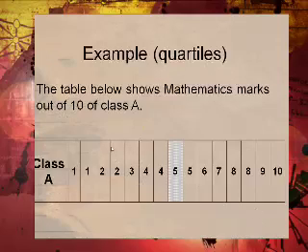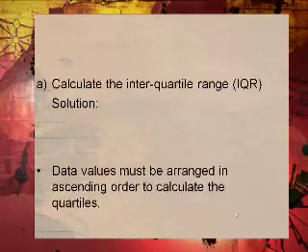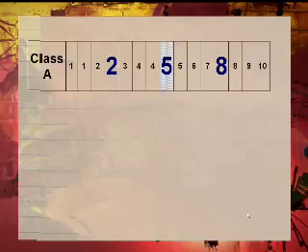Now, look at this. We're going to find the quartiles of this. Calculate the interquartile range. Interquartile range, guys: the data must be arranged in ascending order first, then it's your Q3 minus your Q1. That is interquartile range. If you look at this, this is my median. Another name for median is quartile 2, then quartile 3 or upper quartile, and quartile 1 or lower quartile.